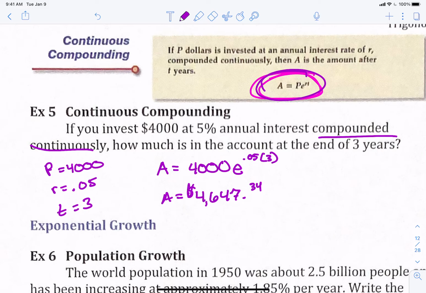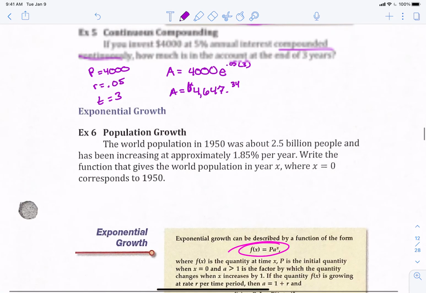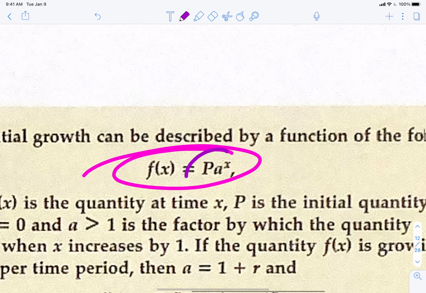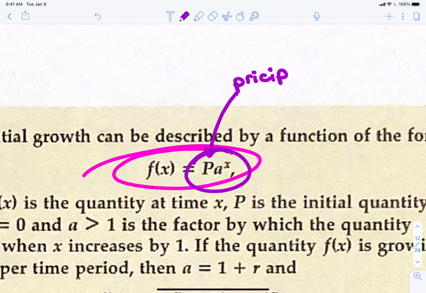All right. Next, population growth. They give me a formula for population growth. Exponential growth is written as this function right here, where P, what's P going to stand for? The principal. For population growth, did we decide it was P-A-L or E-L?